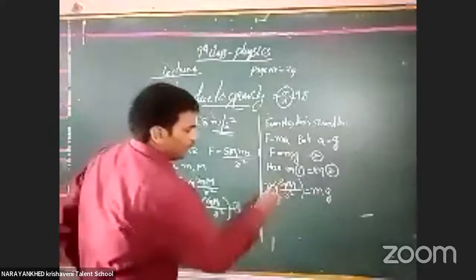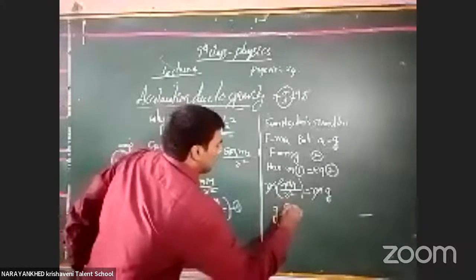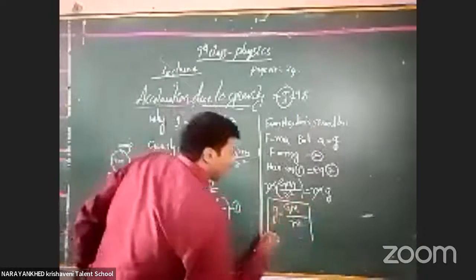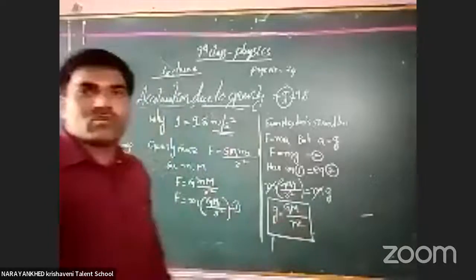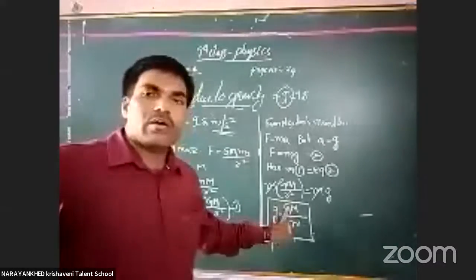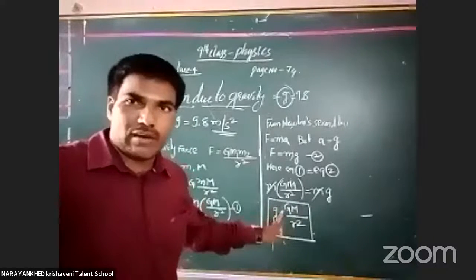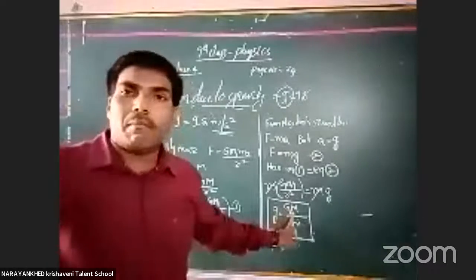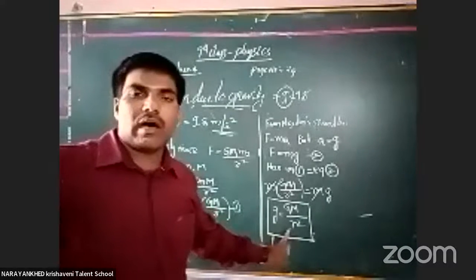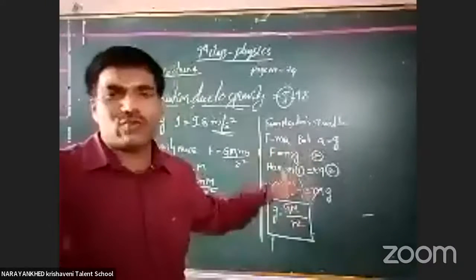Okay, now this m and m cancel each other. What is the g value? g is equal to GM by R square. This is the formula for the acceleration due to gravity. Okay, here what is the G? Universal gravitational constant. What is the M? Mass of the Earth. Okay, what is the R? Distance between any two particles.